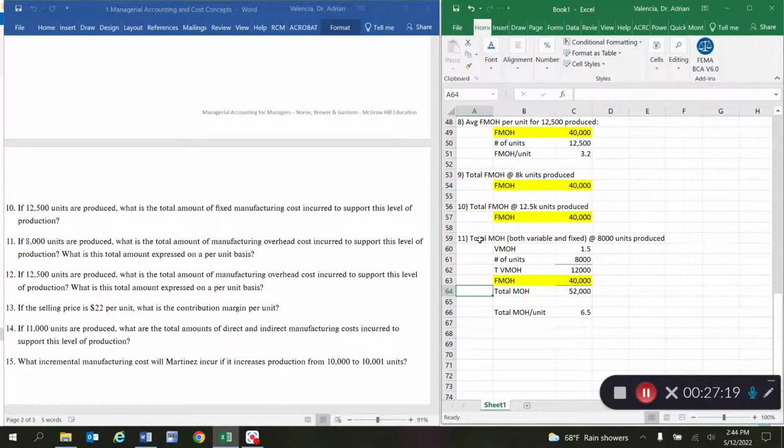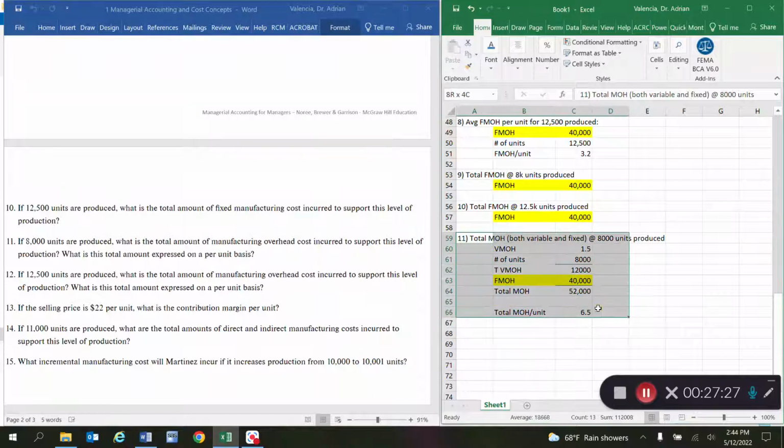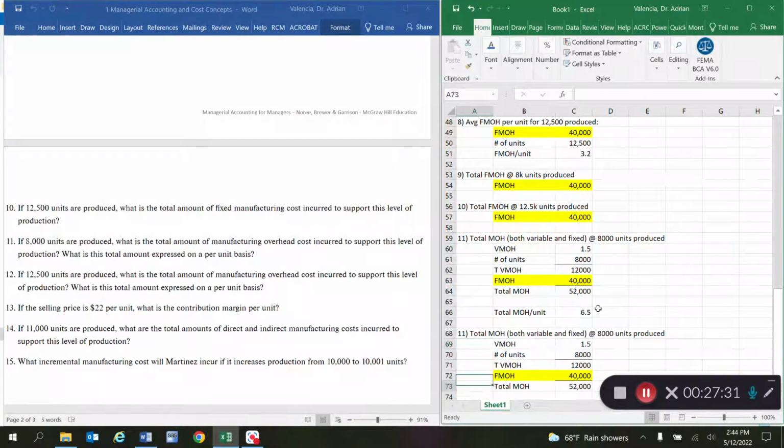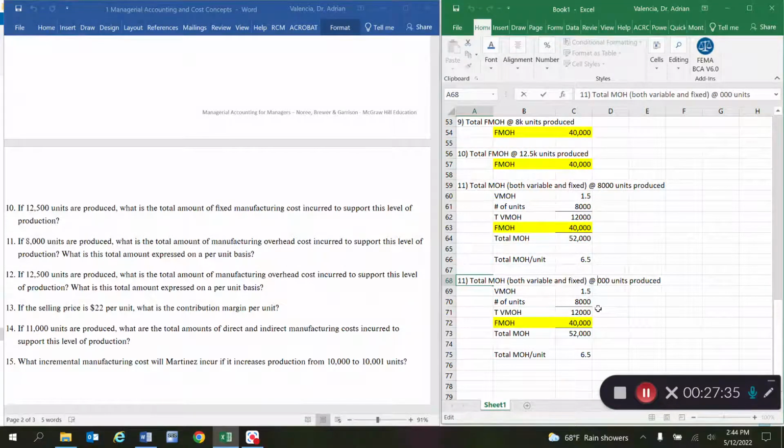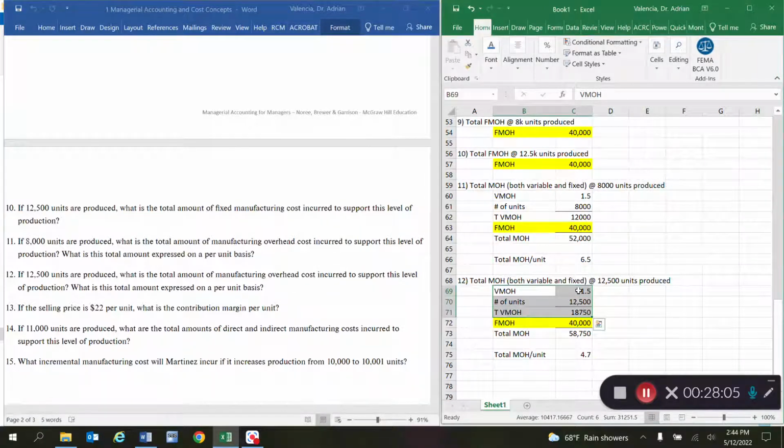Okay, and then number 12, they're saying, okay, do the same calculation, but assume that you're making 12,500 units instead. So let me cheat a little bit again here, trying to simplify this. Bear with me while I change some of the numbers. This is 12,500. This is number 12. And this variable manufacturing overhead is still $1.50, but now this is 12,500. Okay, so that changes this around as such. And notice that the only thing that I moved around was the total variable manufacturing overhead. The more units I make, the more variable components I incur. That's 18,750 plus the 40,000 of fixed manufacturing overhead gives me 58,750.